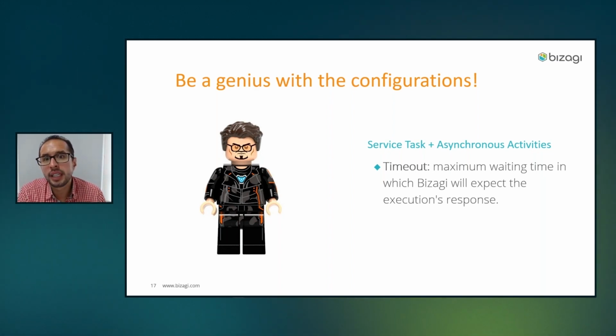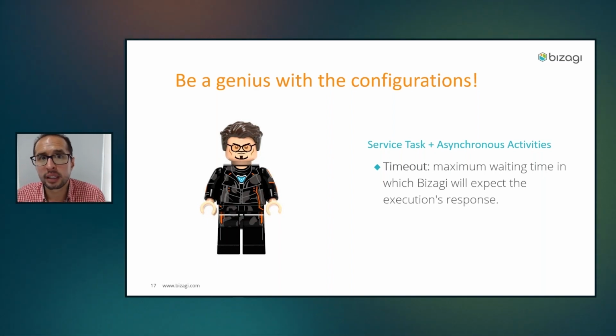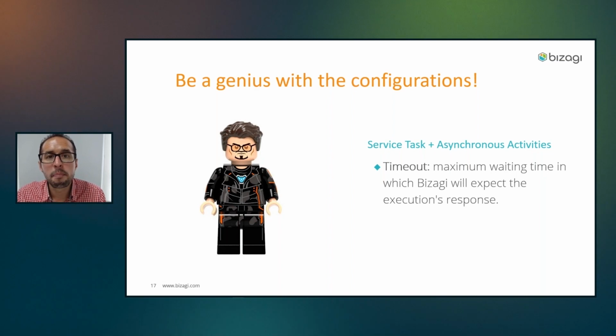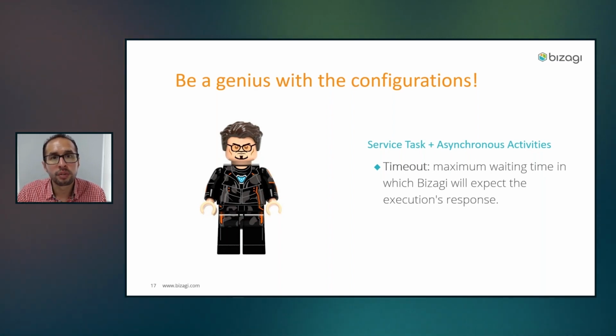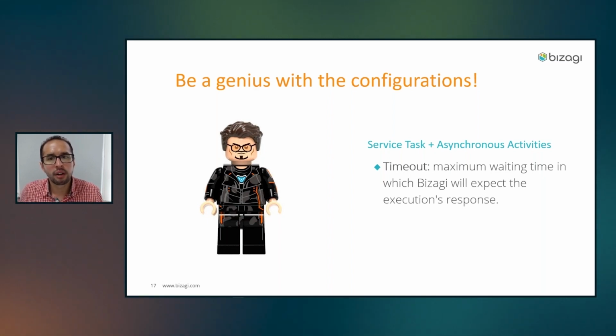The idea behind the asynchronous activities is that we can have a smart way of invoking those external systems. The first great advantage and the first configuration that we have here is the timeout. That configuration allows us to define the maximum time that Bizagi will wait for an answer from that external system. So if I am trying to invoke the CRM, for how long am I going to wait for the response from the CRM? This avoids that we keep waiting and waiting forever without any response at all. Once we get that, we can take a decision about what's happening.